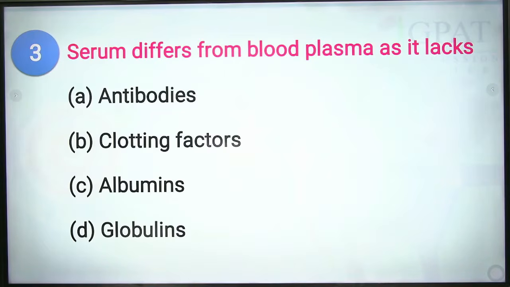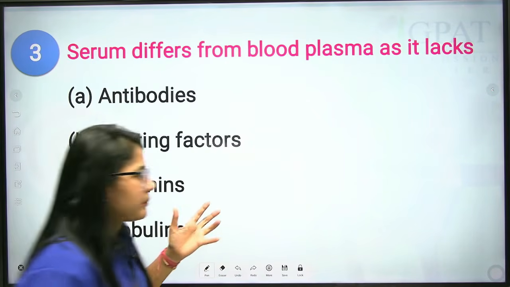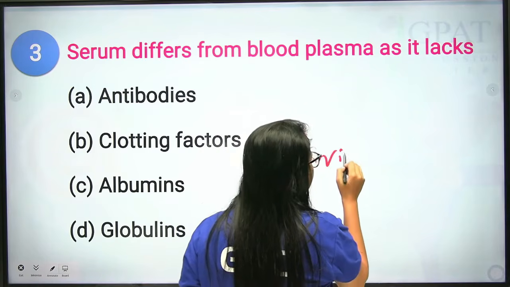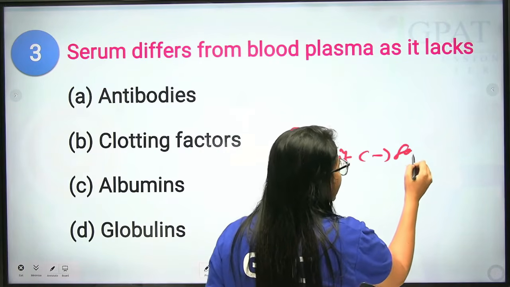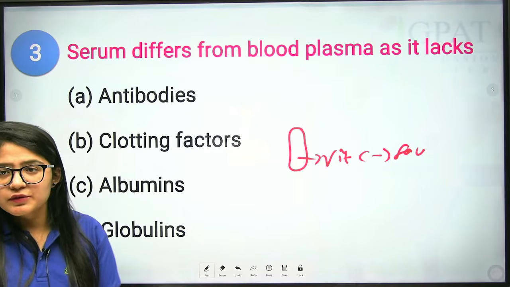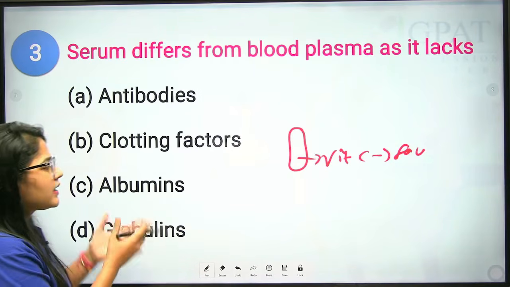Next we have: serum differs from plasma as it lacks. Okay, what is serum? This is a serum, ma'am. This is the serum. This is vitamin C serum which I use on my face. Definitely, these are known as serums. So the serums which you use on your face are known as serums, obviously.